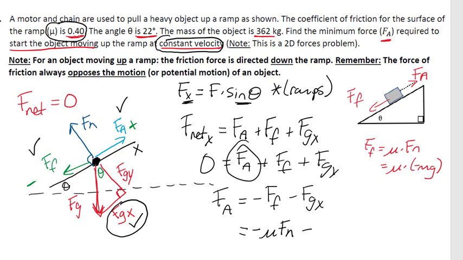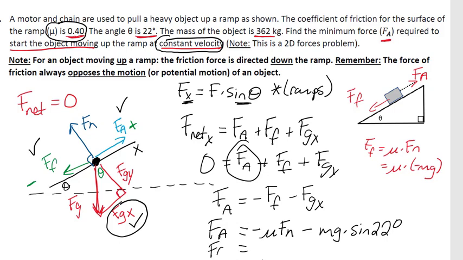So FGx is mg times the sine of the angle. In other words, that's FG times the sine of the angle, and the angle is 22 degrees. So all we have to do is calculate these two now to get our applied force.